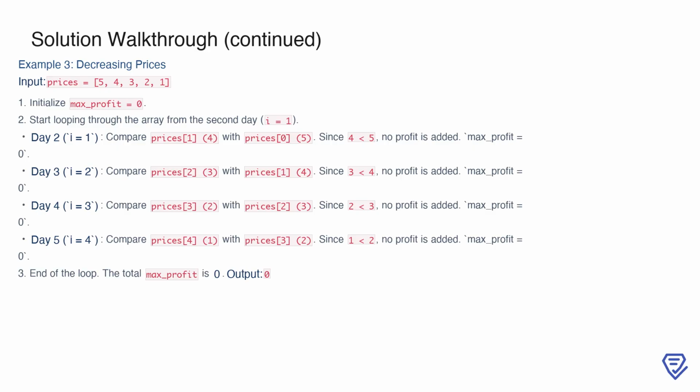Finally, on day 5, prices[4] is 1 and prices[3] is 2. Since 1 is less than 2, no profit is added, leaving max_profit at 0. At the end of the loop, the total max_profit is 0, which is the output for this example.